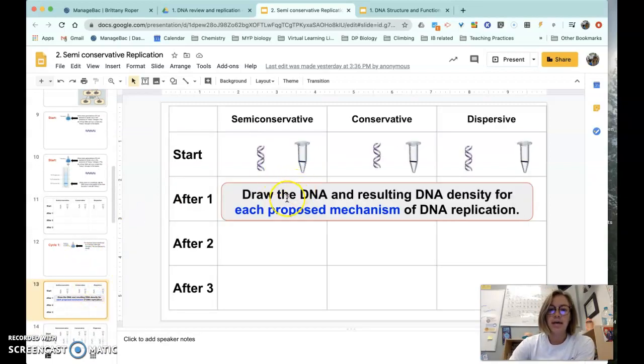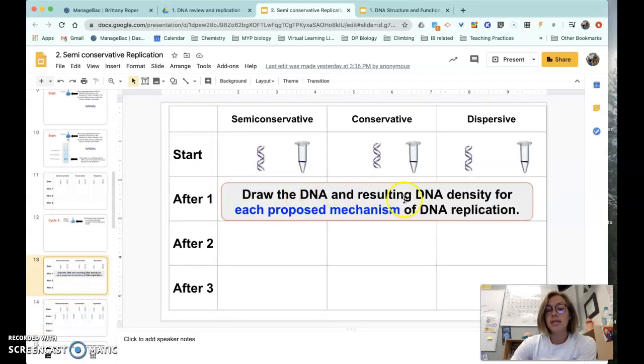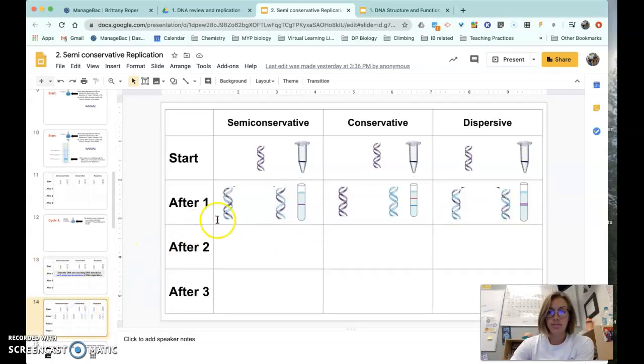And when we saw that, for each one, draw the DNA and resulting DNA density for each proposed mechanism of DNA replication, as shown here. So if it were semi-conservative, we would see a heavy chain, the purple ones, paired with a light chain because they would have to pair together with those new nucleotides. With conservative, it would be all heavy and all light. With dispersive, it would be intermixed.